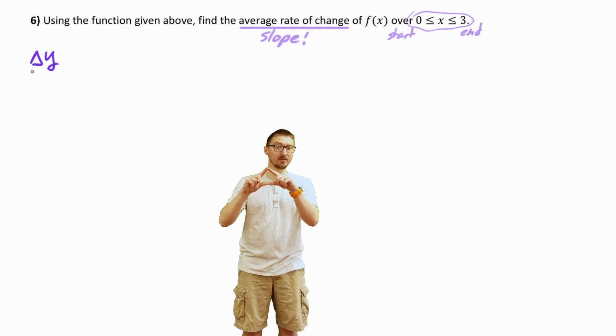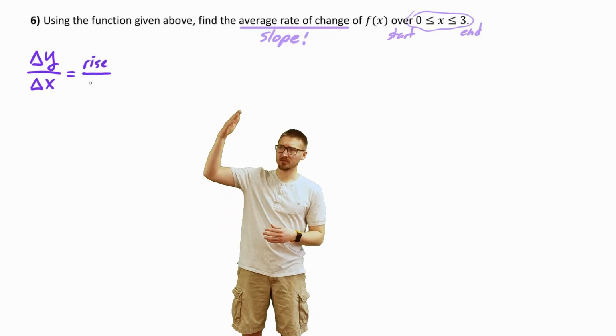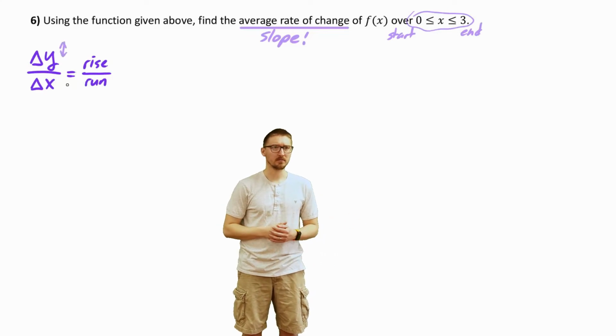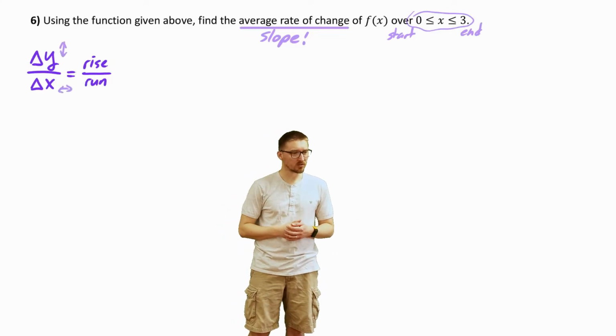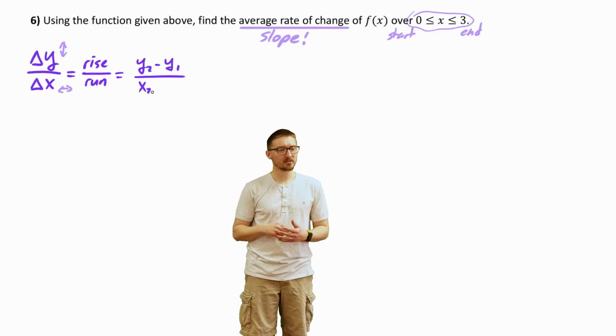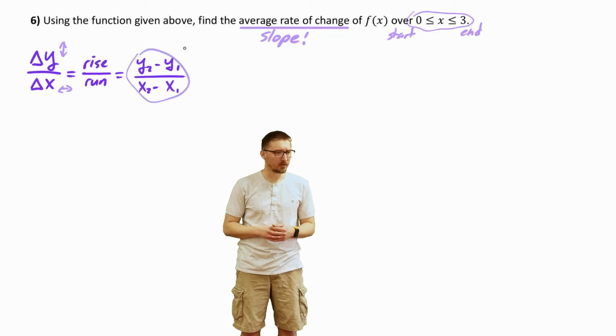If you remember from average rate of change in that section, we a lot of times use this Greek letter, delta. Delta y over delta x, because it's rise over run, and the y values are going up and down, and the x values are the running values left and right. And there's a formula that goes with this: (y2 - y1) over (x2 - x1). But you're like, what do those letters mean?